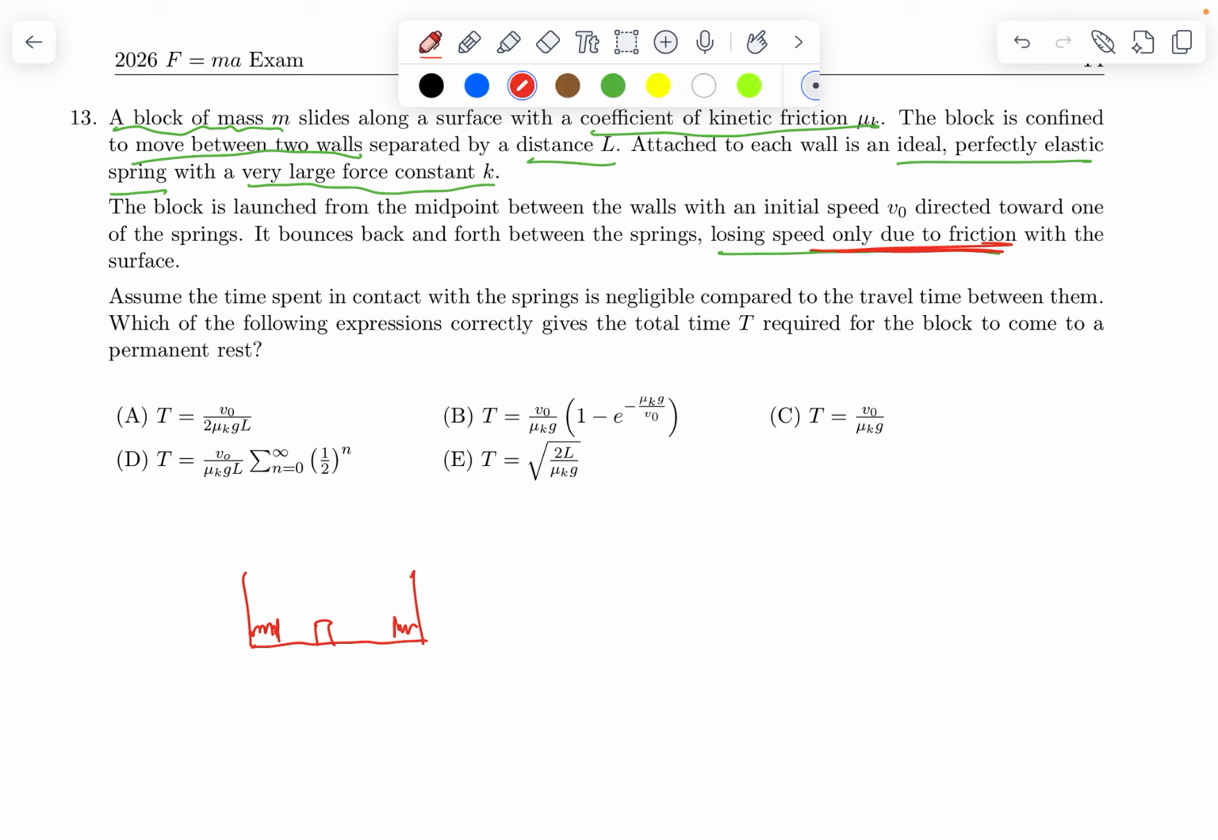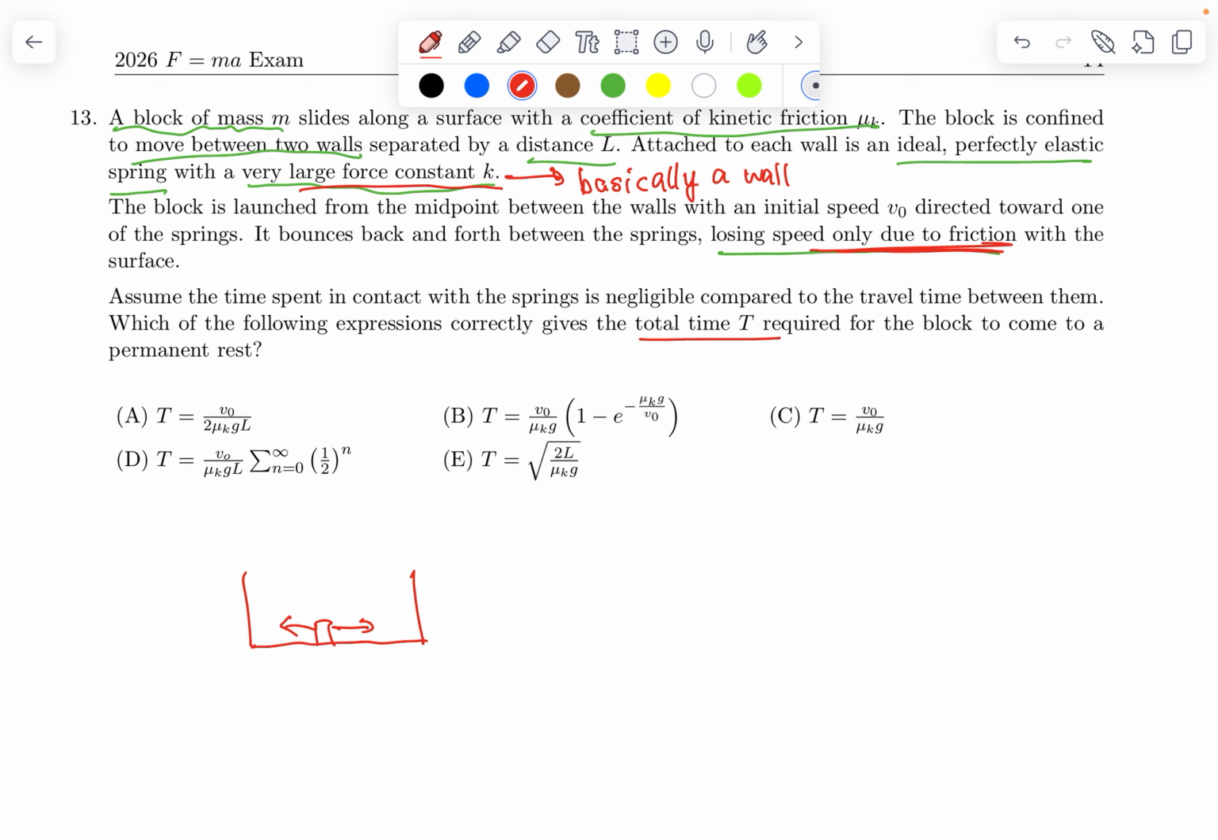It says that the springs have a very large force constant, and a larger force constant means it's more stiff. So if it's very large, basically we can assume it's so stiff that it's basically a wall. So then we can simplify this into only two walls, and the block is just moving back and forth, and it's only losing speed due to friction. What it's asking is the total time t.